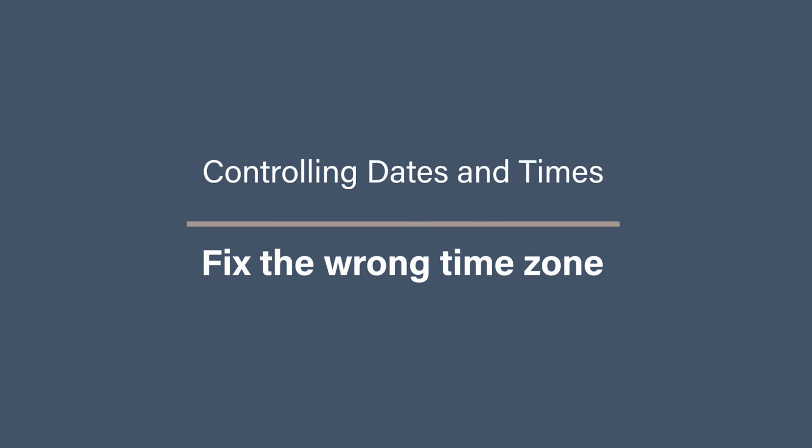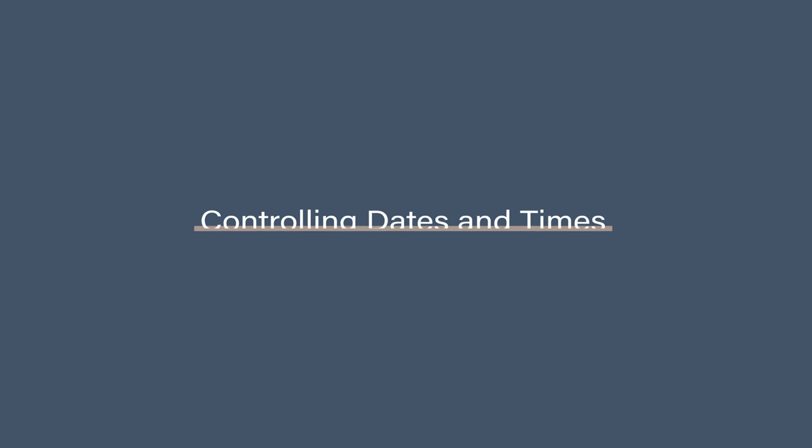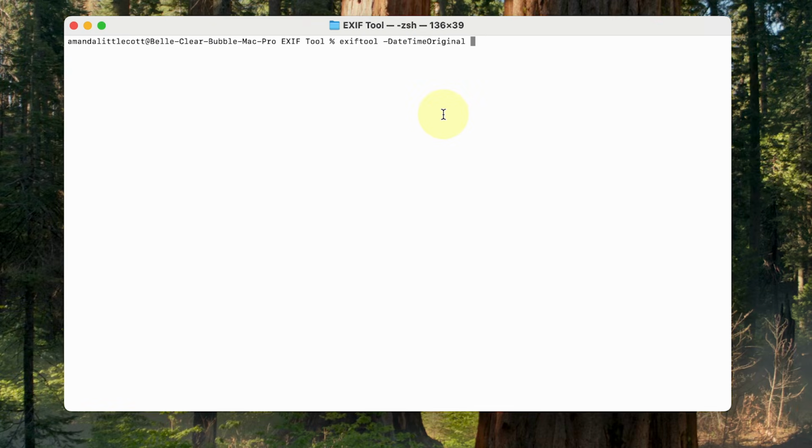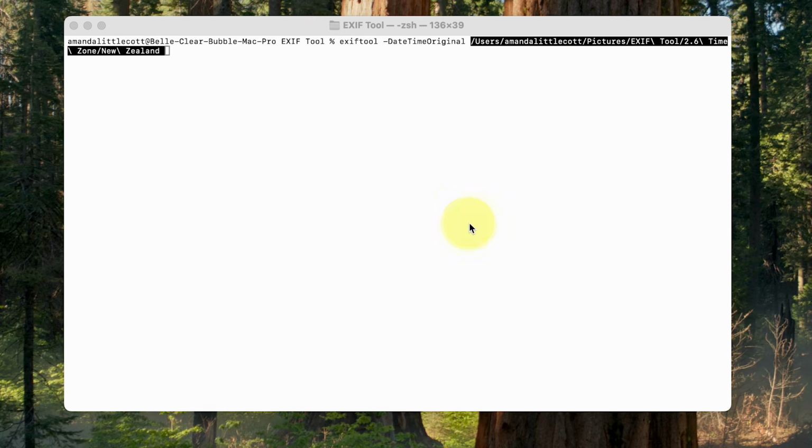So now your file names and metadata match, meaning photo software can sort them properly even if the original metadata was missing. Fix the wrong time zone. Have you ever taken a holiday photo and forgotten to change your camera clock and ended up with the photos' time stamps hours out? ExifTool can shift every date in one go. For example, add 12 hours.